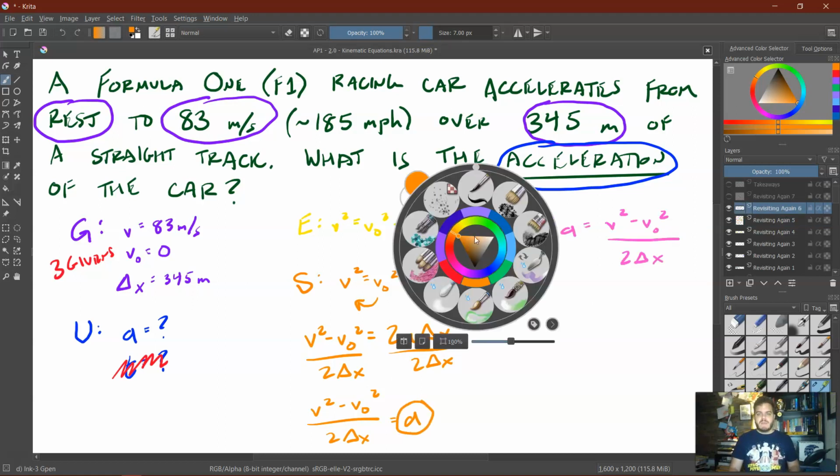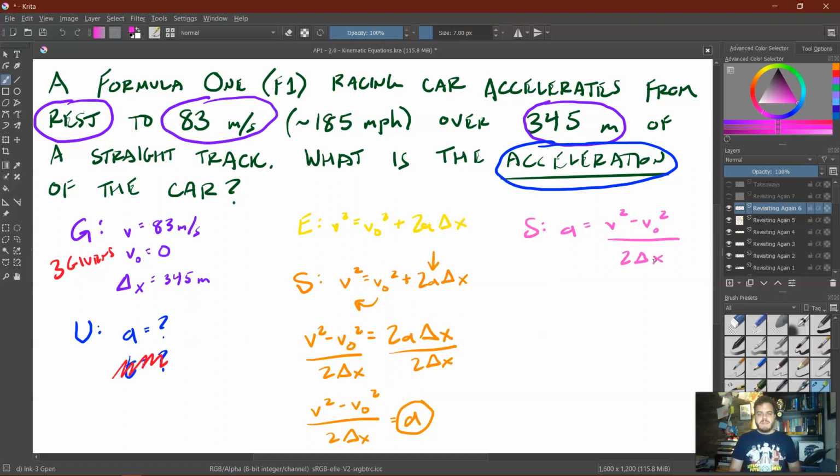Now we substitute in. Now that I have this equation, I just flip the sides, and I'm going to substitute in the numbers I know. So, V was 83 meters per second squared, V naught squared was 0 squared, over 2 times 345, our delta X. And go ahead and take your calculator out, plug the numbers in, and let's see what you get. Because you've got to make sure you can use your calculator properly. And trust me, please use a calculator at this point.